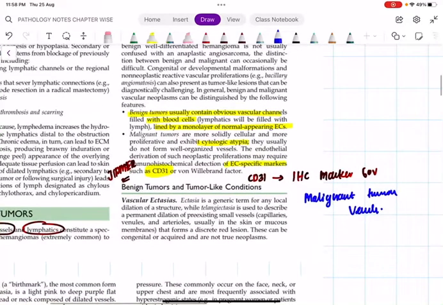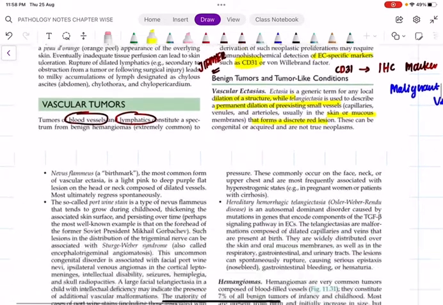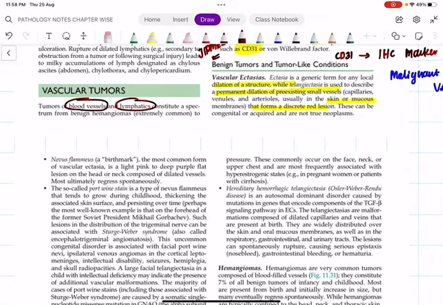Now let us see the benign tumors and tumor-like conditions. First of all, what do you mean by ectasia? Ectasia means dilation of a structure. We have something called telangiectasia, which is a permanent dilation of small vessels and arterioles in the skin and mucous membrane, which will form a characteristic red lesion. Fine? Yes. That is the first entity, what we call ectasia. Okay, that is number 1.